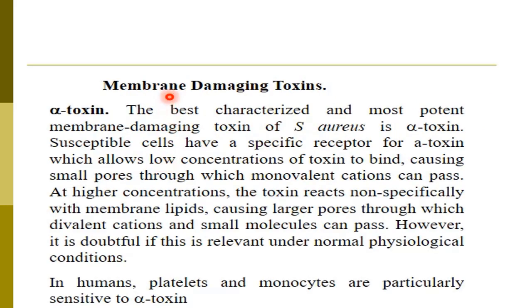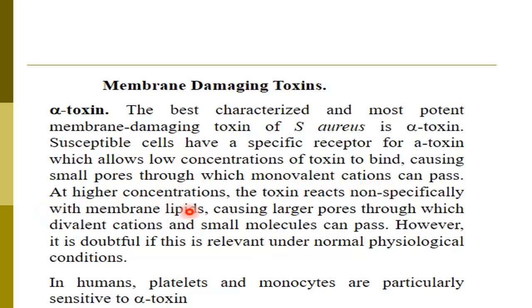Okay. Now, I will talk about the most important toxins which cause damage to the membrane. I will talk about the alpha, beta, gamma, delta, and toxic shock syndrome toxin. I'll talk primarily about the alpha toxin, which is the best characterized and the most potent membrane damage toxin of Staphylococcus aureus. The susceptible cells have a specific receptor for alpha toxin, which allows low concentrations of toxin to bind, causing what? Small pores through which monovalent cations can pass.